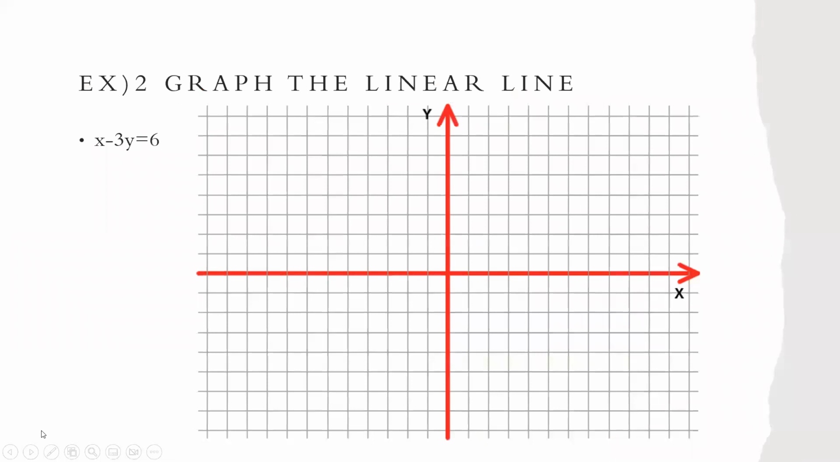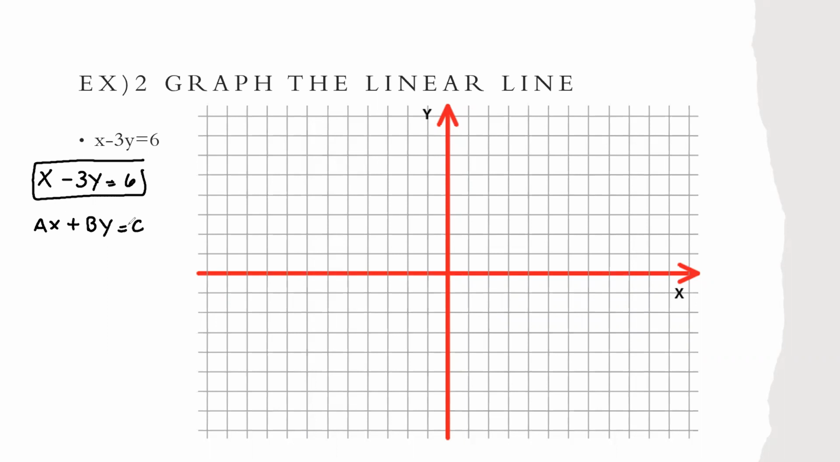Okay, so graph the linear line x minus 3y equals 6. So this is still technically a linear line. It just looks a bit off, but what form is this linear line in? In the previous section, we went over all the equations related to a linear line. This form is called standard form because you have all the letters on one side and all the constants on the right. So standard form is ax plus by equals c, right?